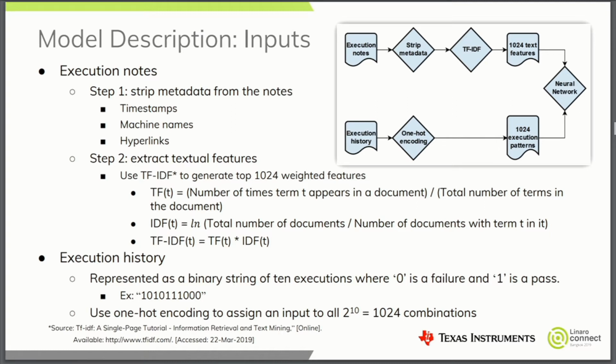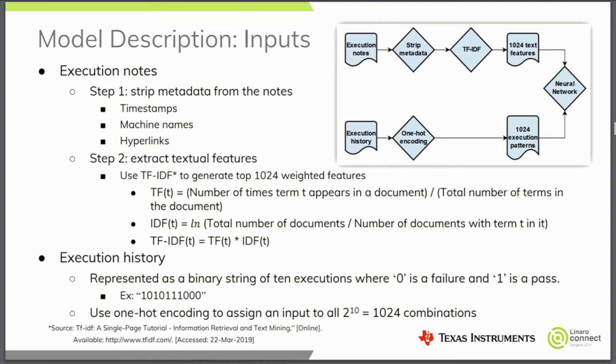And the term frequency is trying to raise the weight of the documents that are somehow important. So at the end, you're combining these two and extracting the 1024 most important features. And then we combine that with the 1024 execution patterns. These execution patterns come from the last 10 runs of the test. So essentially, we just take the last 10 runs of, imagine we have zeros and ones representing pass and fail. We convert that sequence, we encode it into one of 1024 potential values.